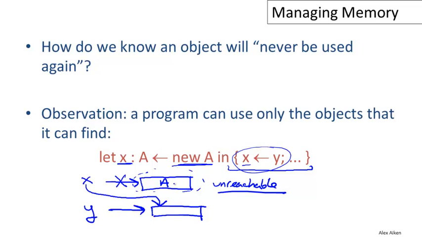And so the program will never be able to find it again. If no variable or data structure in the program has a pointer to A, then A can never be referred to by the program in the future. So any subsequent execution of the program has no pointers to A, and therefore it will never use A again. And so the space for A could be reclaimed and used for another object.